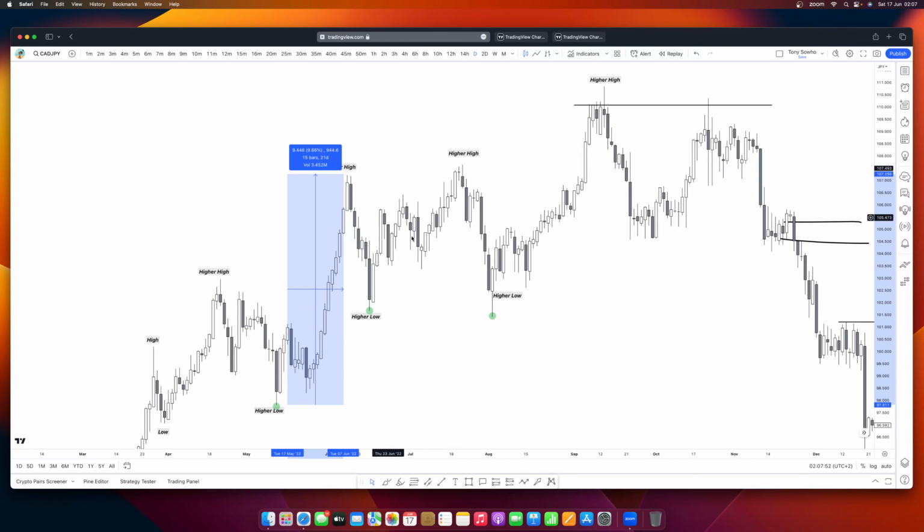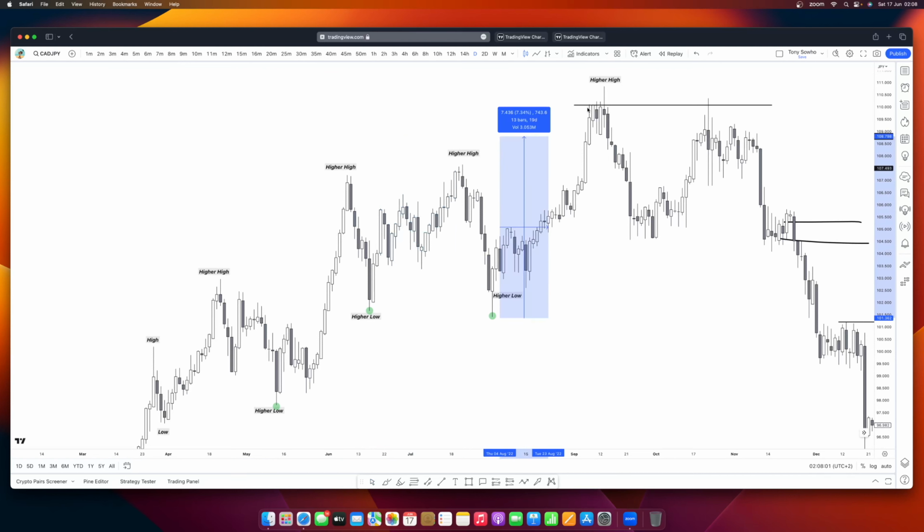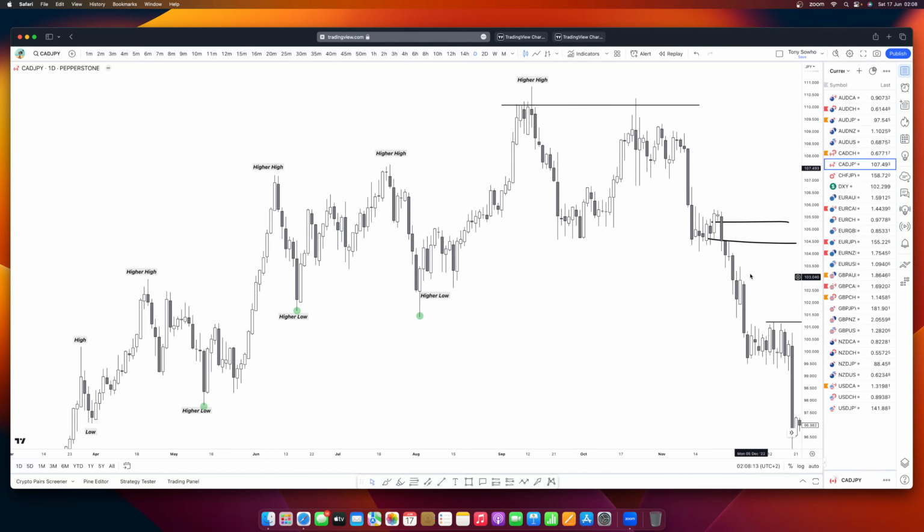Now imagine if you got in here from this low here, you would have made 944 pips. Then this one also would have given you about 586 pips. This would have given you about the same thing, about 940 pips. Wow, that's a big move. Exactly. So this is an example of an uptrending market. So now for a consolidation market, let's come over to USD JPY.